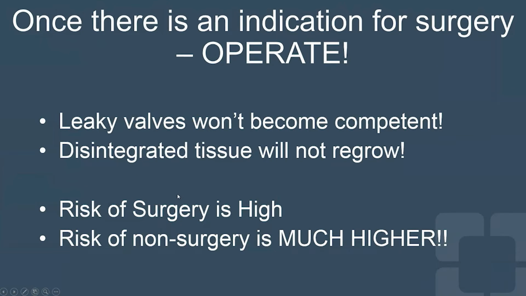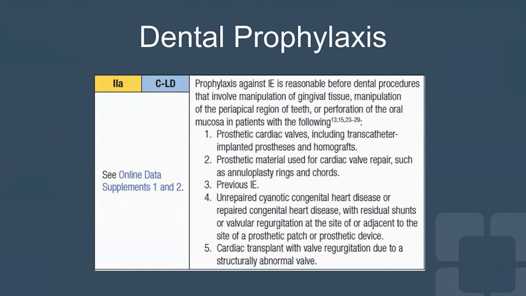So in conclusion, when it comes to endocarditis, once there's an indication for surgery, operate. Don't sit on the patient. The sooner you operate, the better these patients will do. The leaky valves will not become competent on their own. Disintegrated tissue will not regrow, and the risk of surgery is high, but the risk of non-surgery is much higher. Therefore, if you have an indication to operate on these patients, do it.